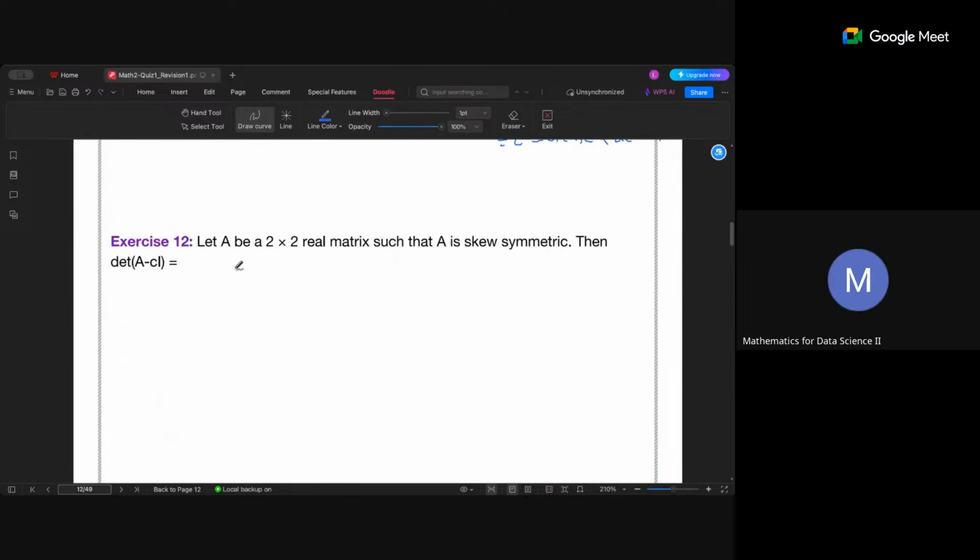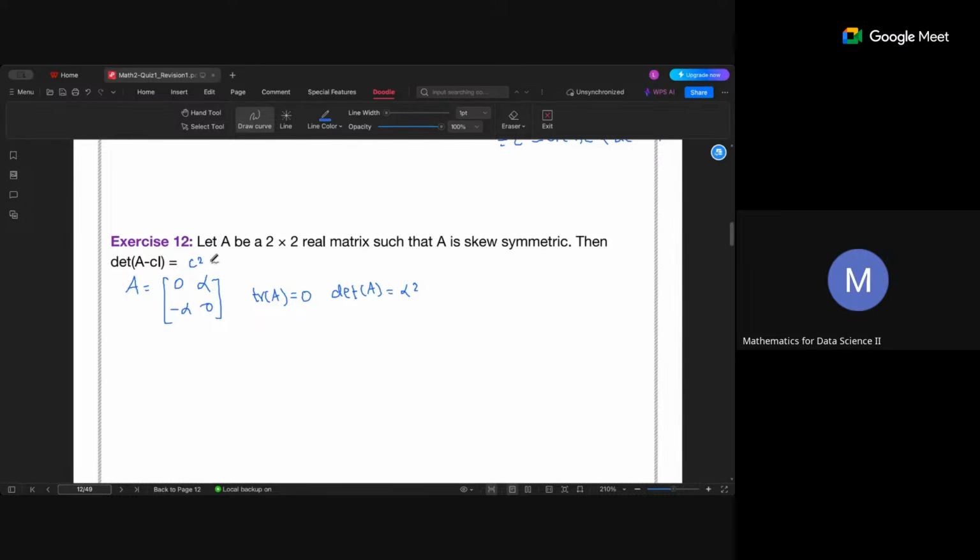Based on the above, can you answer this question? What do you know about a skew symmetric matrix and its diagonals? The diagonals are zero. And suppose the off-diagonal entry is alpha, then the other is minus alpha. So in that case, what is your trace and determinant? Trace is 0, determinant is alpha square.